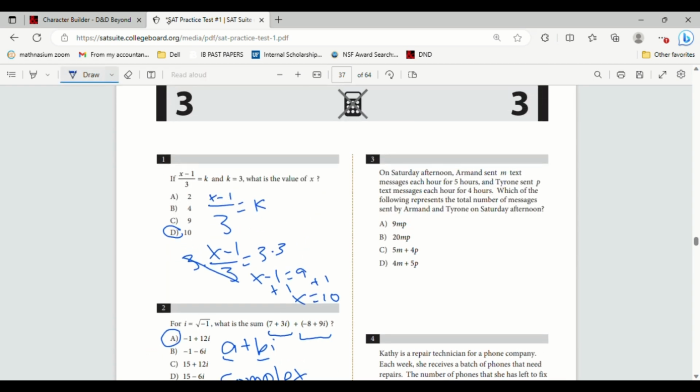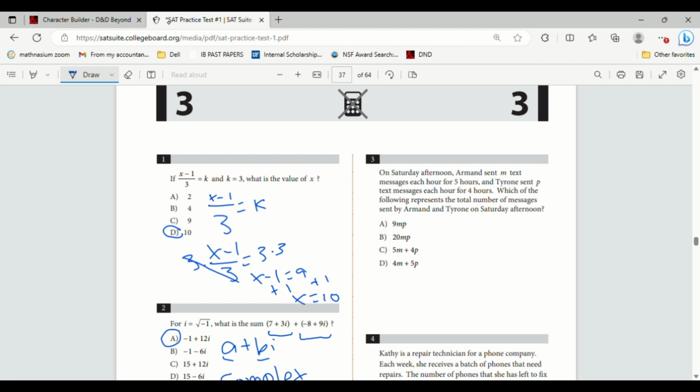Number 3, on Saturday afternoon, Armand sent m text messages each hour for 5 hours, and Tyrone sent p text messages each hour for 4 hours. Which of the following represents the total number of messages sent by Armand and Tyrone on Saturday afternoon?